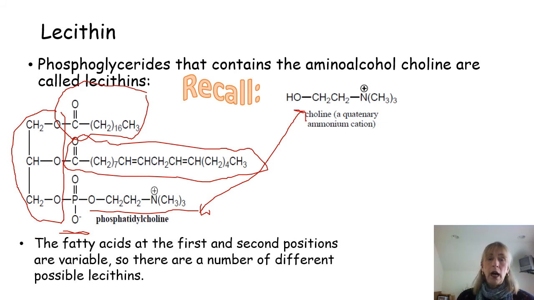Okay, the fatty acids at the first and the second positions here, as we said, they can vary. So there would be a number of different lecithins. The thing that they have in common would be this last position.